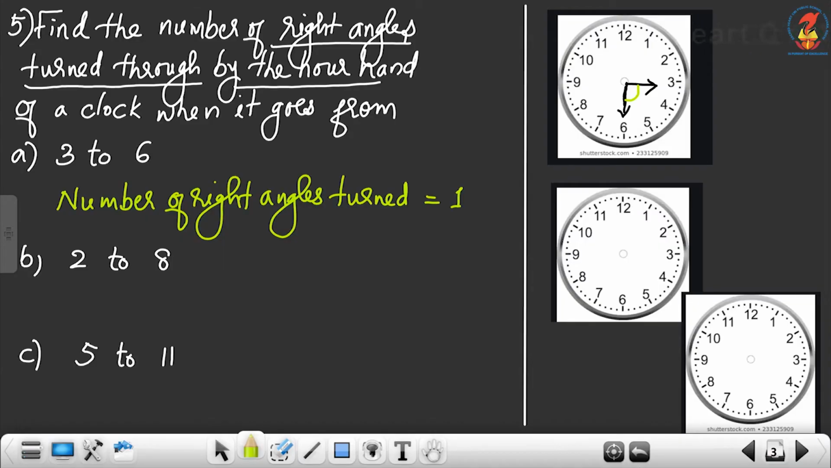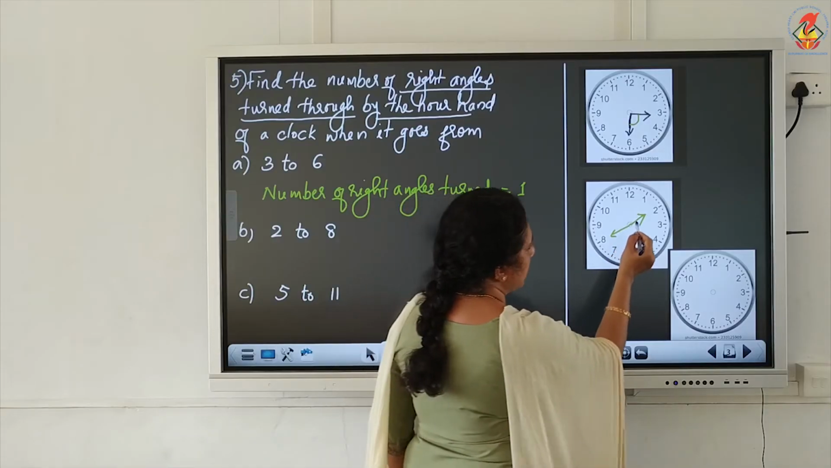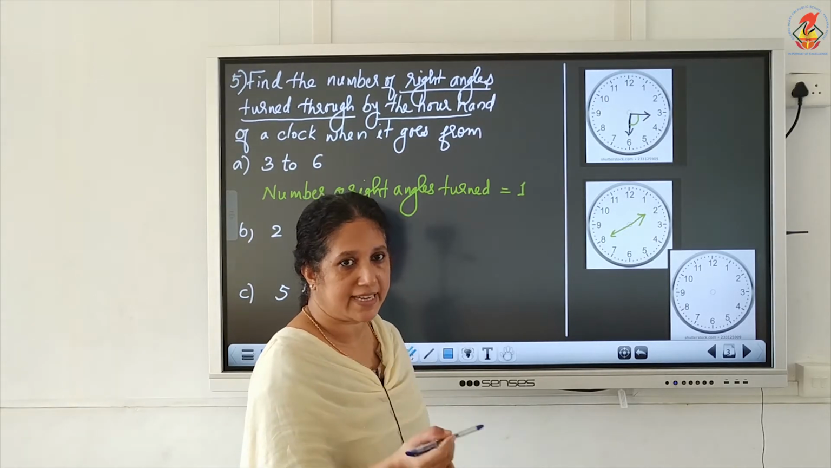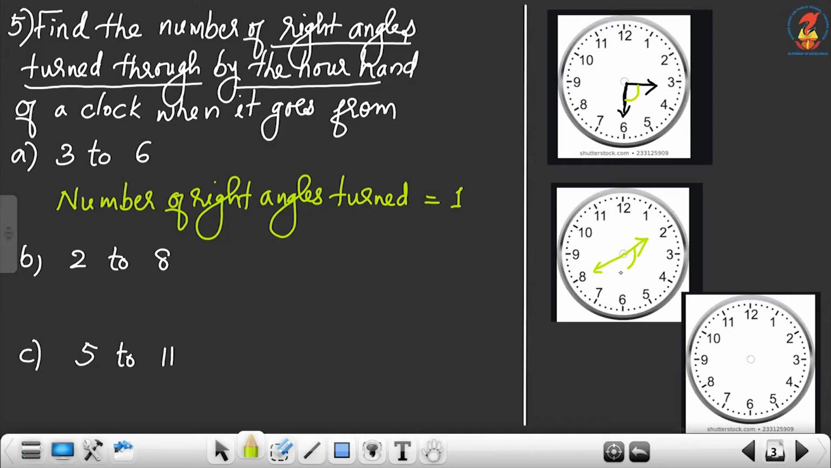Now next question, 2 to 8. The hour hand goes from 2 to 8. So draw the clock face and after that mark the movement of the hour hand. It starts at 2 and reaches 8. Now what can you see here? You can see a straight line. And what is the angle formed in a straight line? It will be a straight angle. So the angle turned is a straight angle.